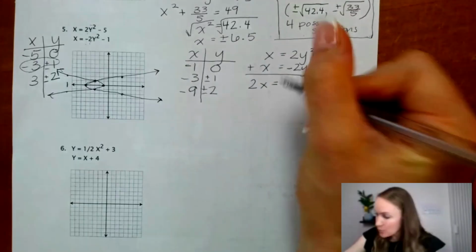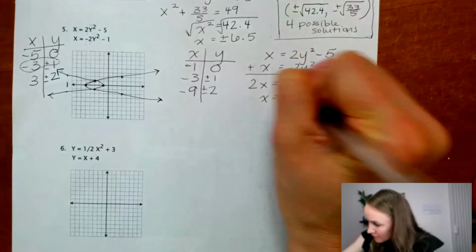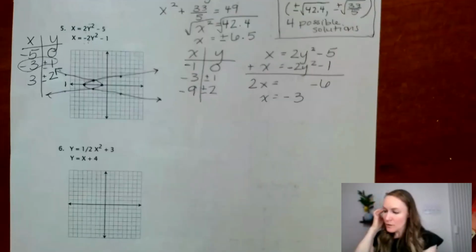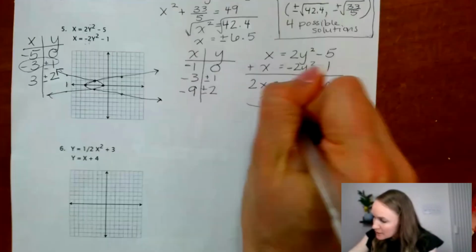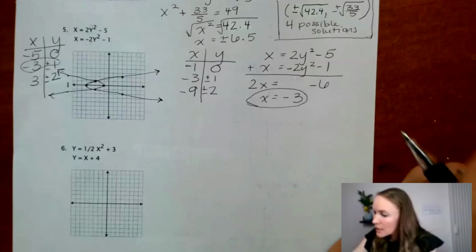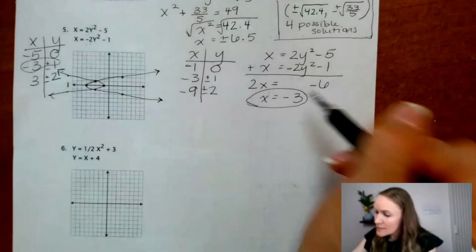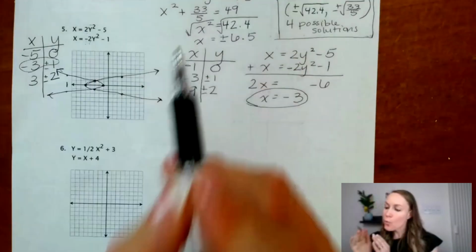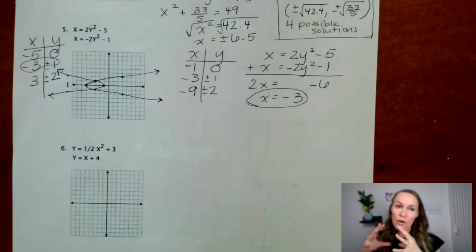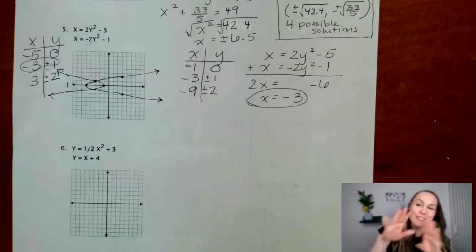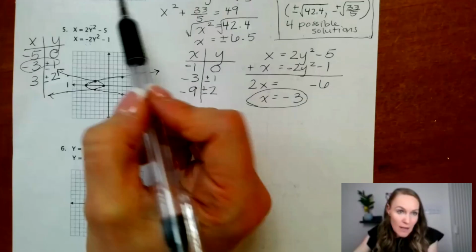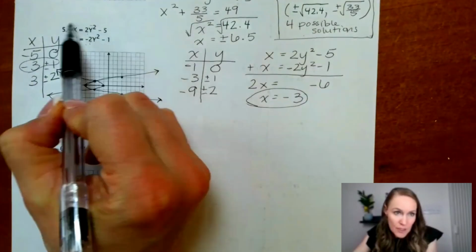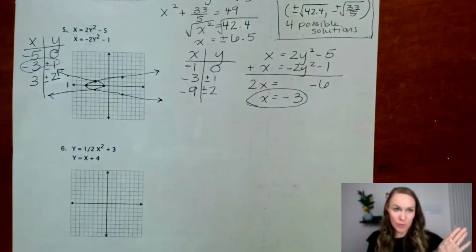Divide both sides by 2, x equals negative 3. So I know that x equals negative 3 is going to be my solution. And now I just need to take this and plug it in for x and solve for y, which is different because we were always plugging in y and solving for x. So I'm going to go ahead and do that math. I'm going to pick the first equation, and it does not matter which equation you pick.